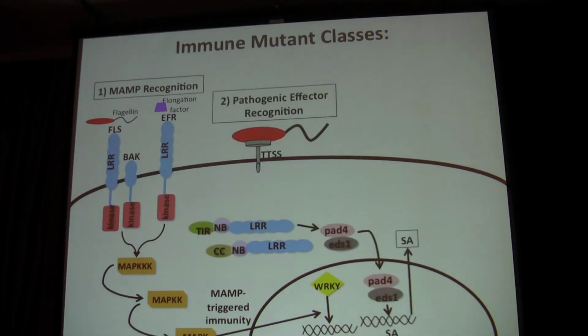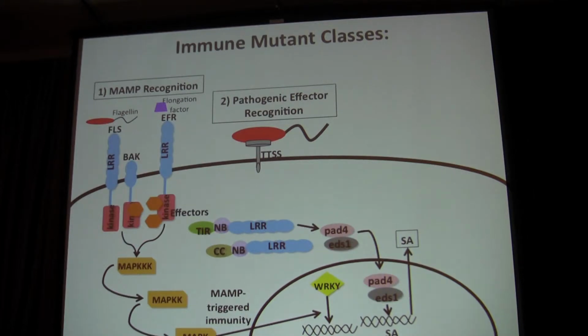The second class that I looked at here is called pathogen effector recognition, and this is because plant pathogens have developed a way to inhibit this MAMP-triggered immunity. And it does this by secreting things called effectors through a type 3 secretion system, which then go over and inhibit this signaling process to turn off defense gene regulation.